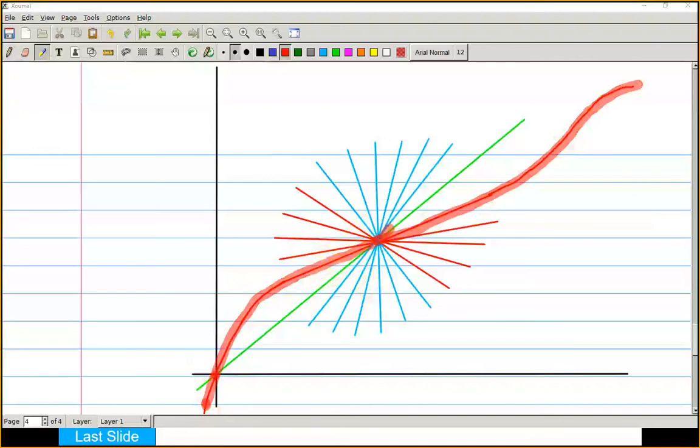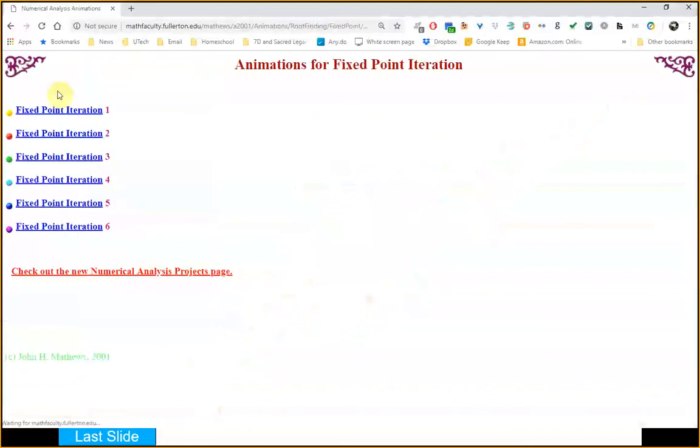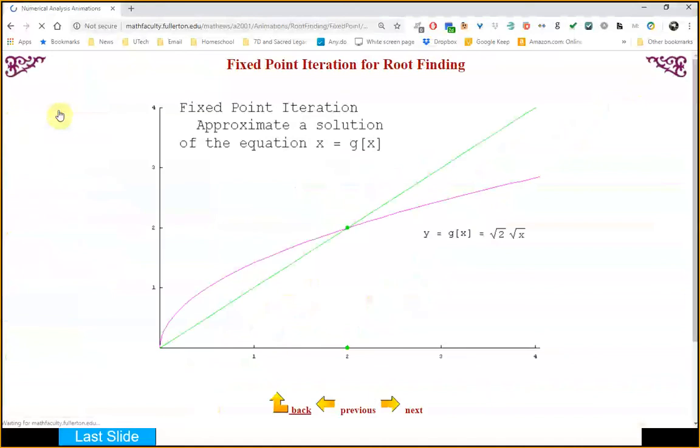Alright, fixed point iteration. First case, everybody see that this one, the slope, is it greater or less? Less. Right, less, so it should converge, right? And what we see is that it's converging, it's finding the point.